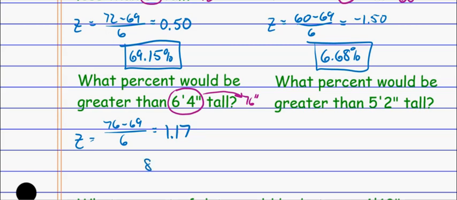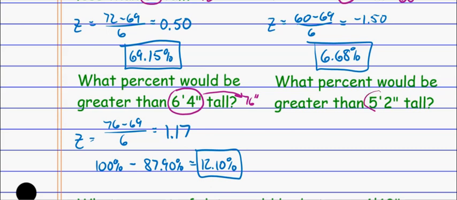Now I look that up on my Z chart. Z chart reveals a value of 87.90%. Again, that represents the data that's less than that Z value. Because I want to be greater than that Z value this time, I have to do 100 minus that value. And so when I subtract those, I get 12.10%.